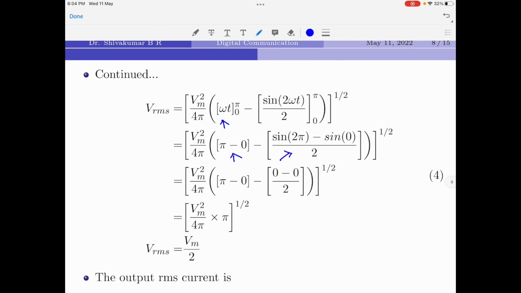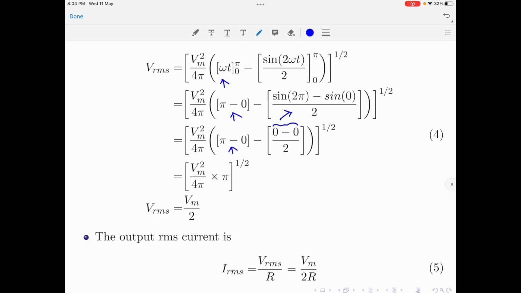Which is written here. In the next step, we have Vm square divided by 4 pi multiplied by pi minus 0 retained as it is, minus sin 2 pi, which is 0, minus sin 0, which is also 0. So I have written 0 and 0 here. After simplifying the contents of the curly braces here, what we obtain at the end is just pi. Therefore, the final expression for the RMS value of the output voltage will be Vm divided by 2.